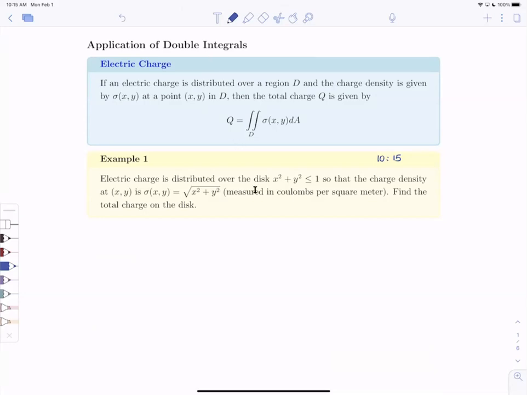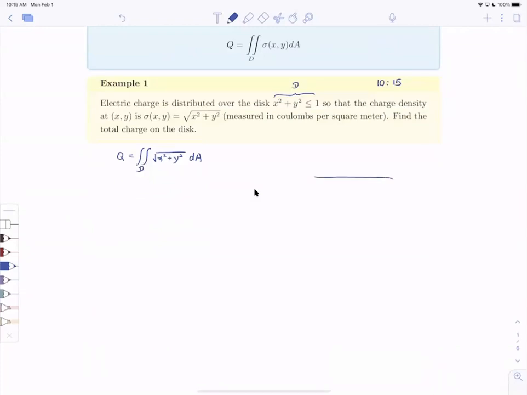Okay, let's take it up. So basically this question is exactly like this. So electric charge is distributed over the disk. So this is your D. So now the charge density at xy is sigma xy equals the square root of x squared plus y squared. And then they ask you to find the total charge. So the total charge is given by this formula. So Q equals the double integral over D of the square root of x squared plus y squared dA. But if you look at the disk D, this is a unit square. No, not unit square, unit circle. Sorry.